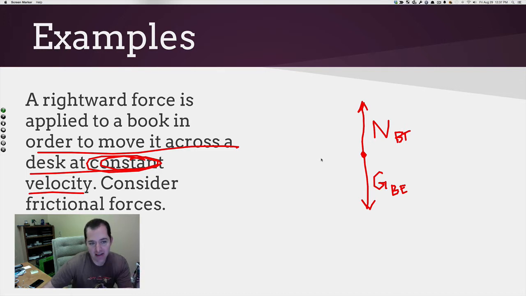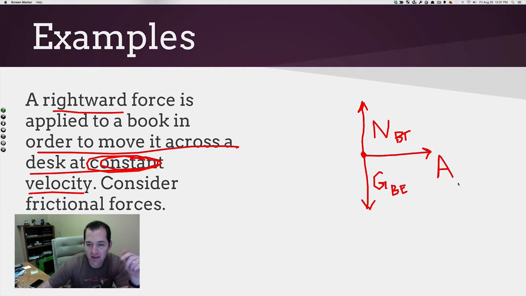Okay, so now let's consider our right and left forces. So it says a rightward force is applied to a book in order to move it. Okay, so we're going to call this force, or we're going to call it applied force. We can use either one of those. We'll call it applied in this case. Applied is good when we have a hand pushing something, or something's hit by something else. We can use applied. There's not a hand force. There's not a hammer force. We'll just call those applied.